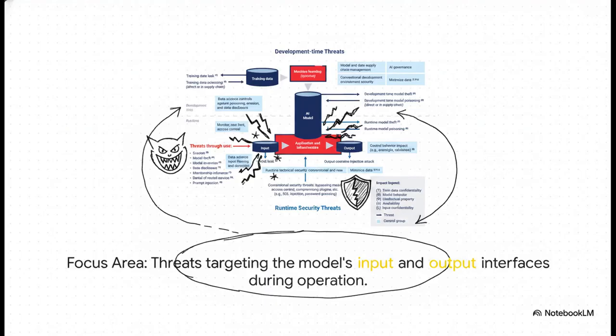All right, back to the diagram. See, now we're focused on the bottom half. You see those arrows for input and output? That's where all the action is now. The attacker isn't messing with the training data anymore. They are interacting directly with the live operational model.